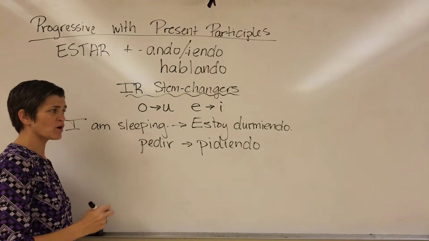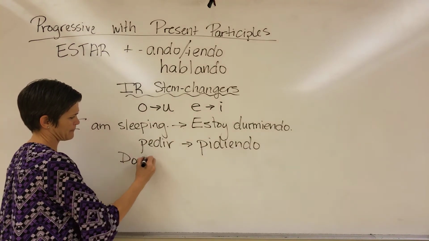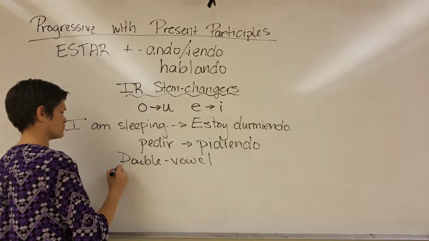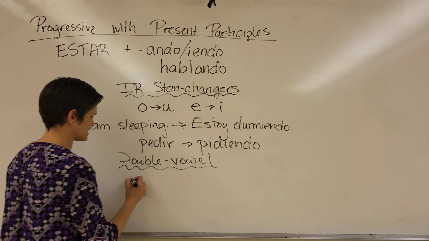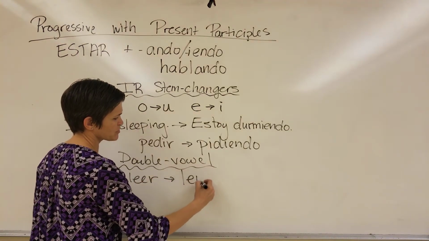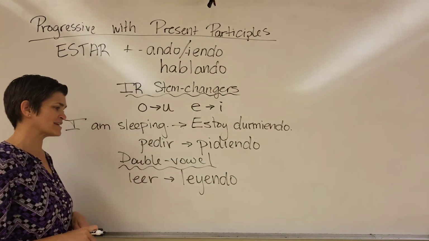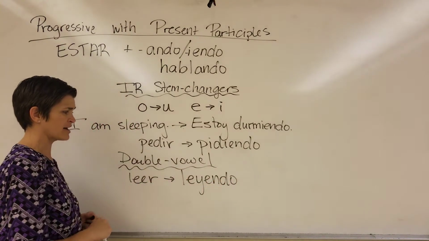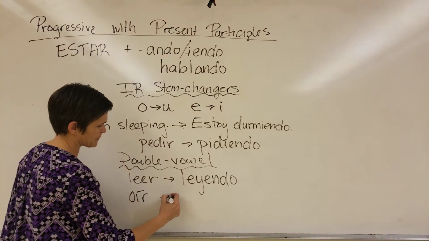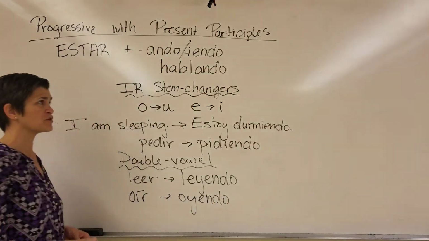We also need to watch out for verbs that have a double vowel. So verbs like leer, when they become the -ing form, or the present participle, they turn into leyendo with a Y instead of having an I in there. Or oír can become oyendo. So we're going to look out for those as well.